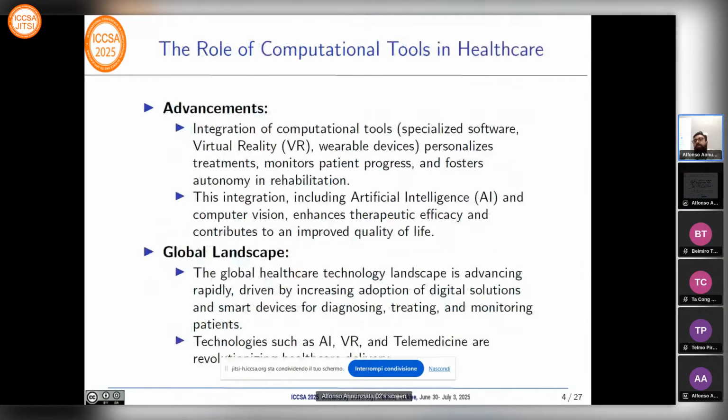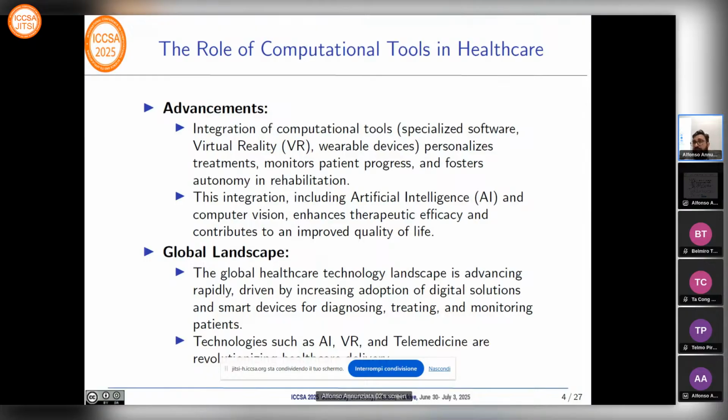Here we have some tools in healthcare, the whole of computational tools in healthcare. Integration, we research some integration of computational tools. So we're developing solutions using virtual reality for immersive environments, and wearable devices for interactive environments in virtual reality. And these personalized treatments monitor patient progress and foster autonomy in rehabilitation.